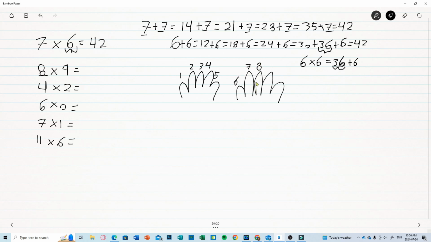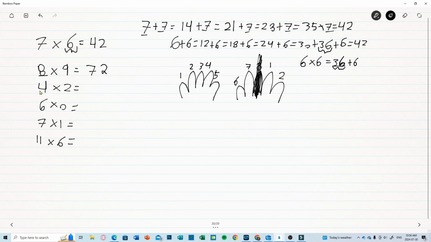And now we're going to get rid of this finger, we're going to cross it out, pretend it doesn't exist, and we're going to count. So 1, 2, 3, 4, 5, 6, 7. We're going to write down a 7, and we're going to skip this finger because it's not there anymore. We're going to count 1, 2. So we get 72.